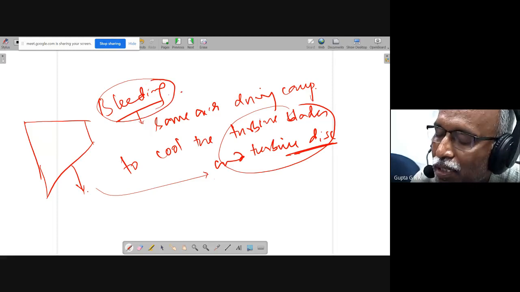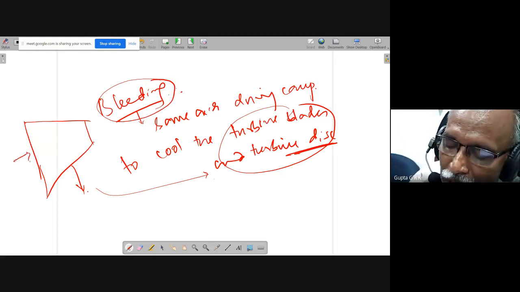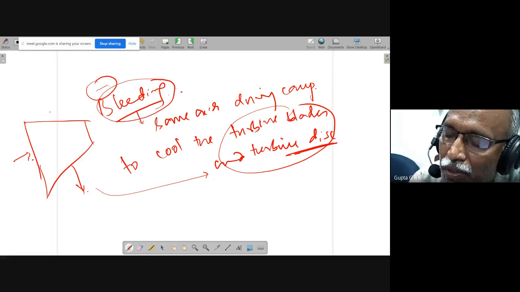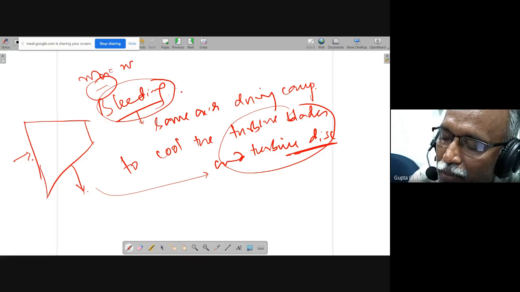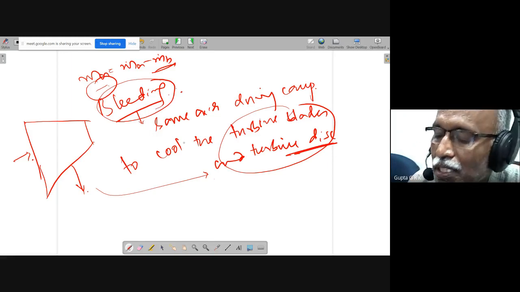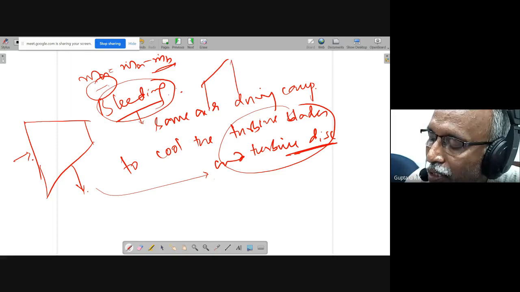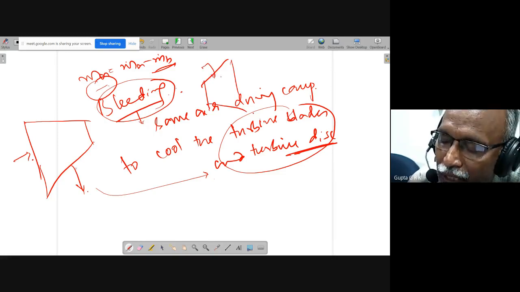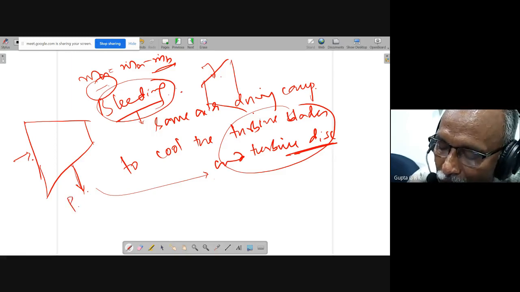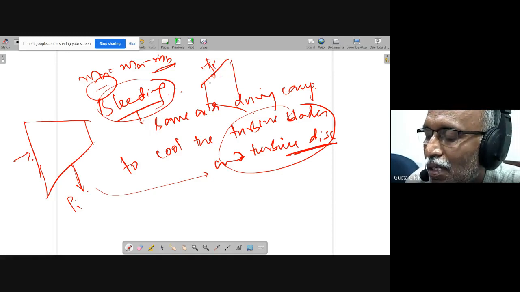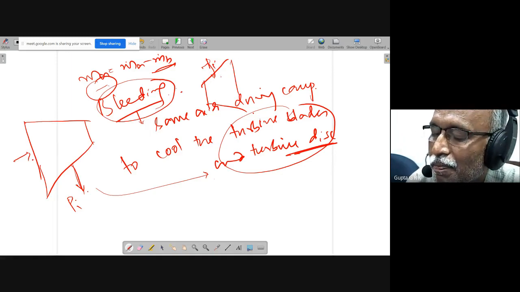Because of the bleeding, the amount of air that goes into the compressor and the amount of air that goes to the combustion chamber are different. So here m dot A is equal to m dot A minus bleed air. And sometimes that bleed air is taken at some intermediate pressure P, and at that intermediate pressure it is mixed with the expanding air here.